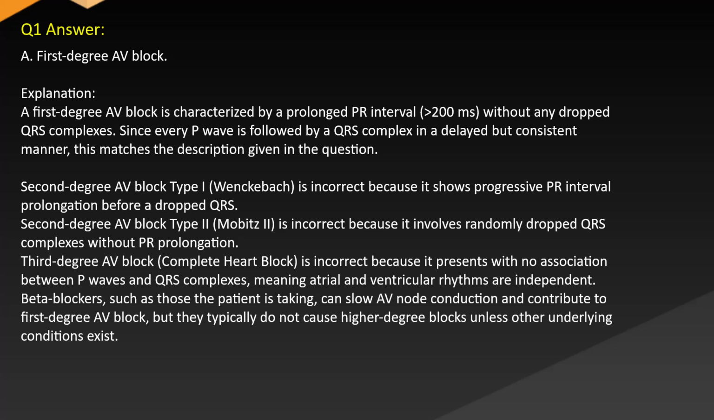Beta blockers, such as those the patient is taking, can slow AV node conduction and contribute to first degree AV block, but they do not cause high degree blocks unless other underlying conditions exist.